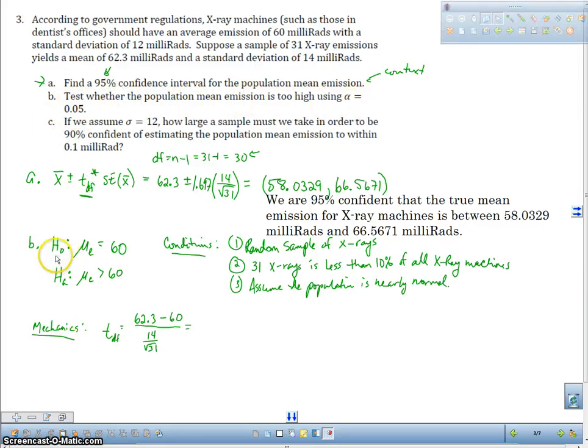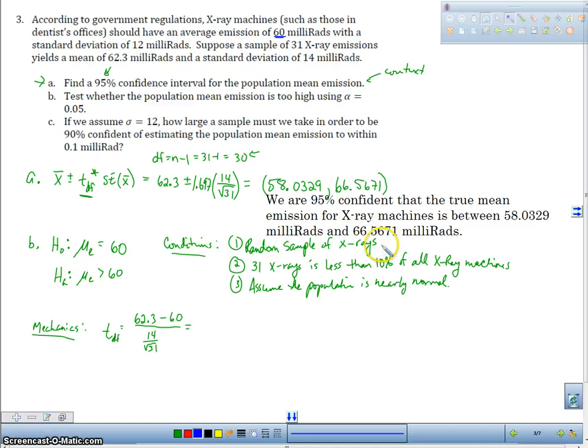So we're going to have our null hypothesis, which is the mu of the emissions is equal to 60. I got 60 from right here. This is the population, right? That's the population mean average. So that's what we're going to be equal to. Now we're going to see if it's bigger than that. Is it too high? Do we have too much emissions? So we're going to say that the mu of emissions is greater than 60. That'll be our alternative.